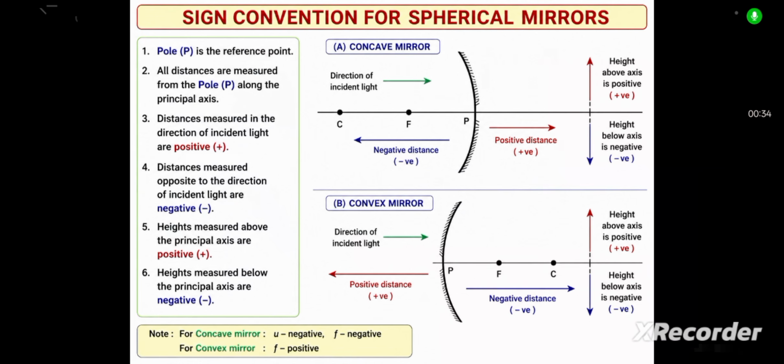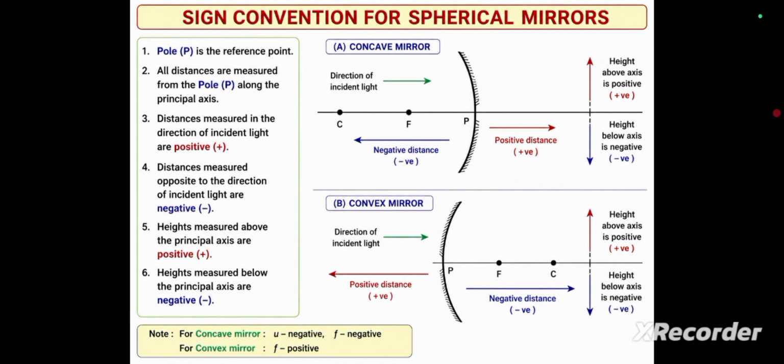Sign convention for spherical mirrors. Here we have to look at the picture and understand the topic. Students, to solve numerical problems in mirrors, we use sign conventions. We should measure all distances from the pole of the mirror.